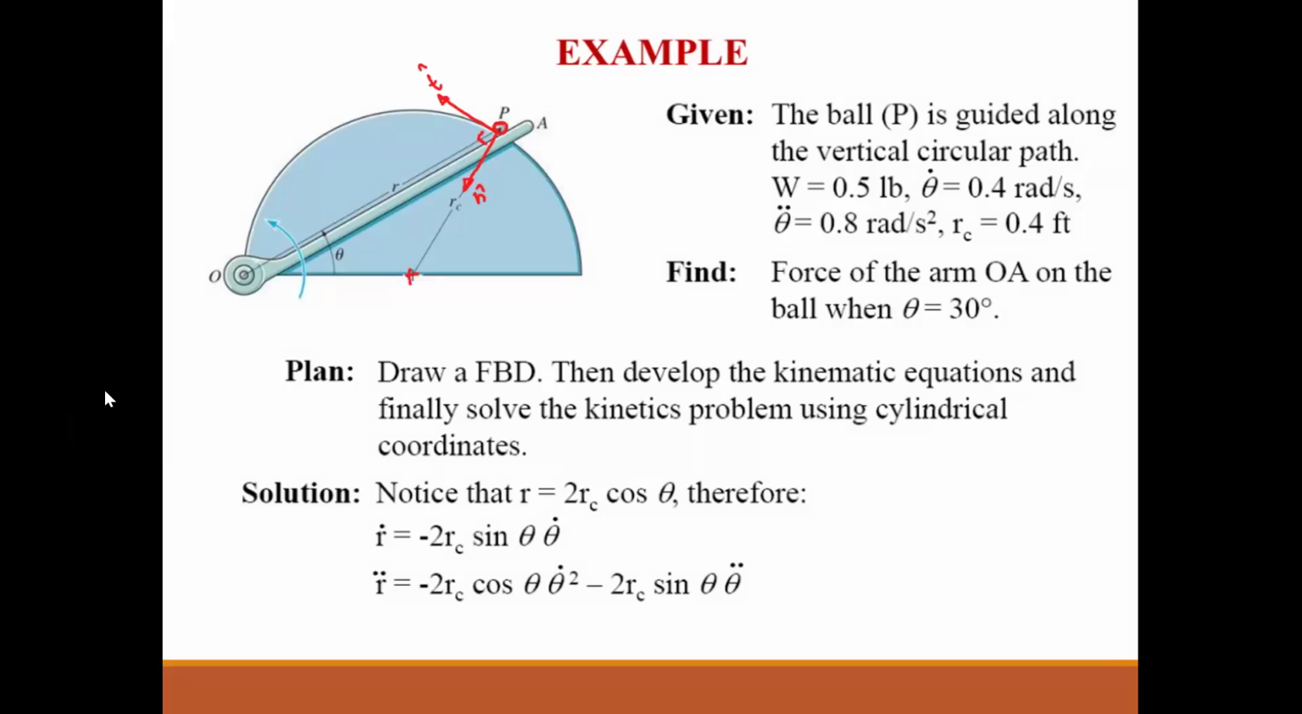R in the interior. This is a fixed point for the polar coordinate system. So then r is over here. This is the r direction. Okay, and for the theta direction, it should be over here, right? And the problem would like to determine the force of the arm OA acting on the ball.